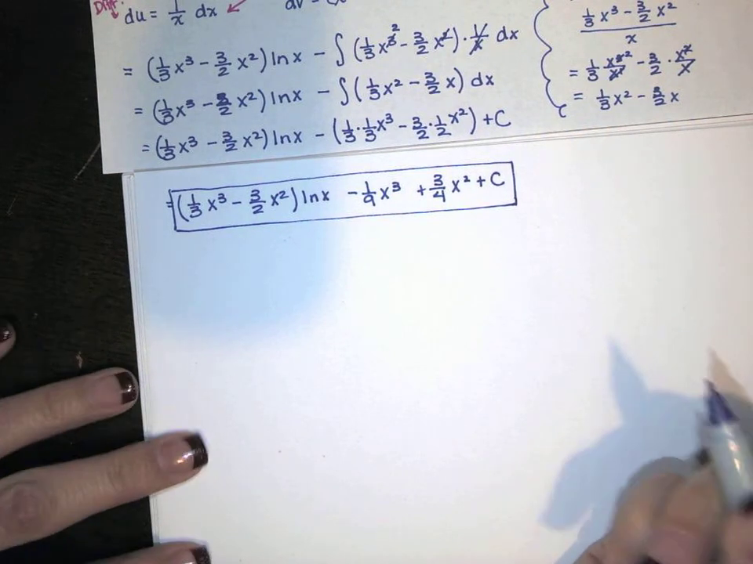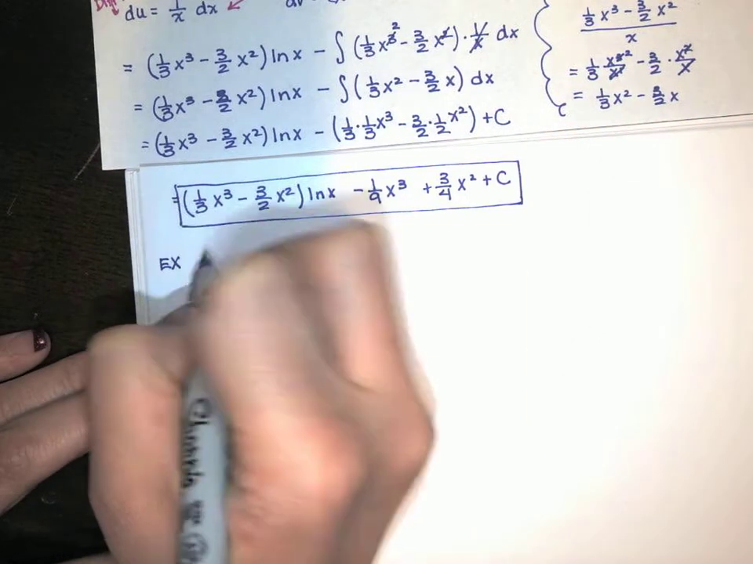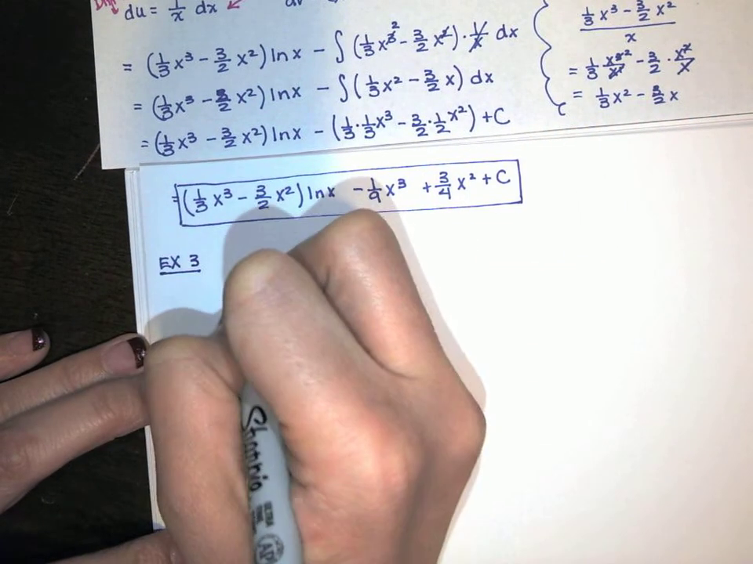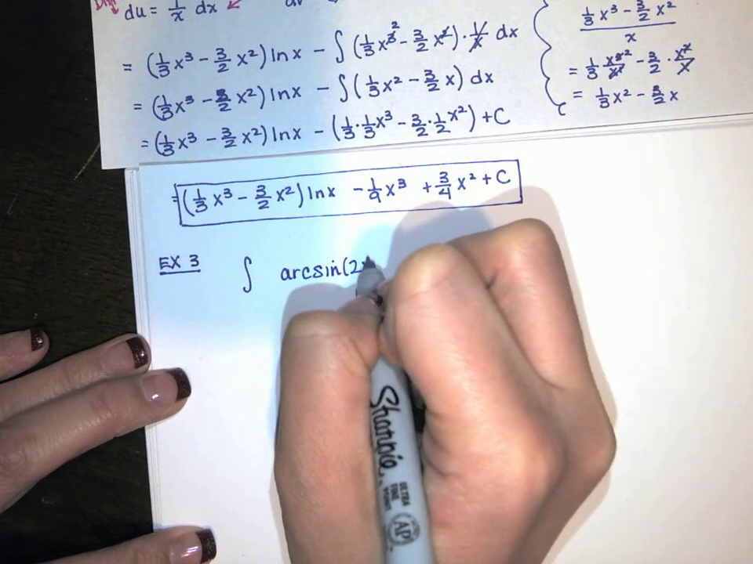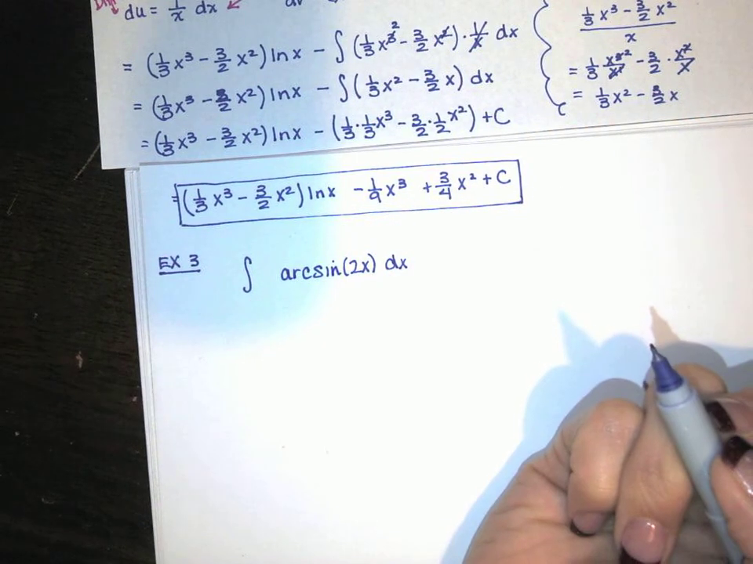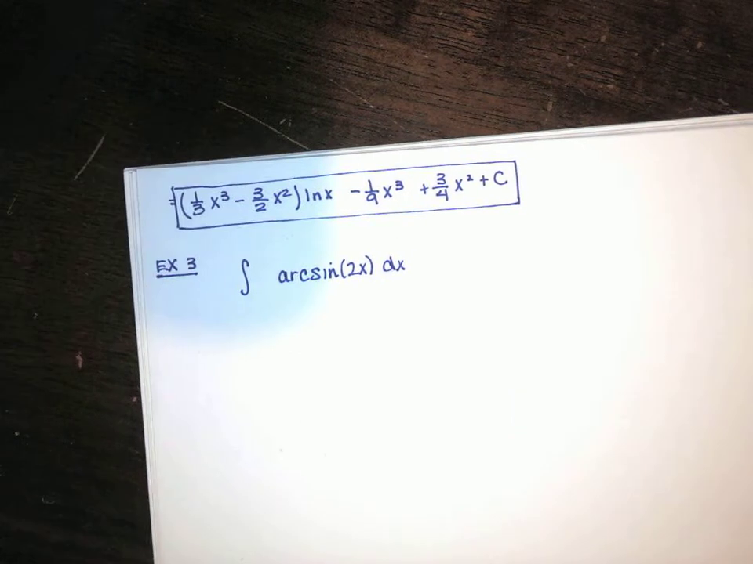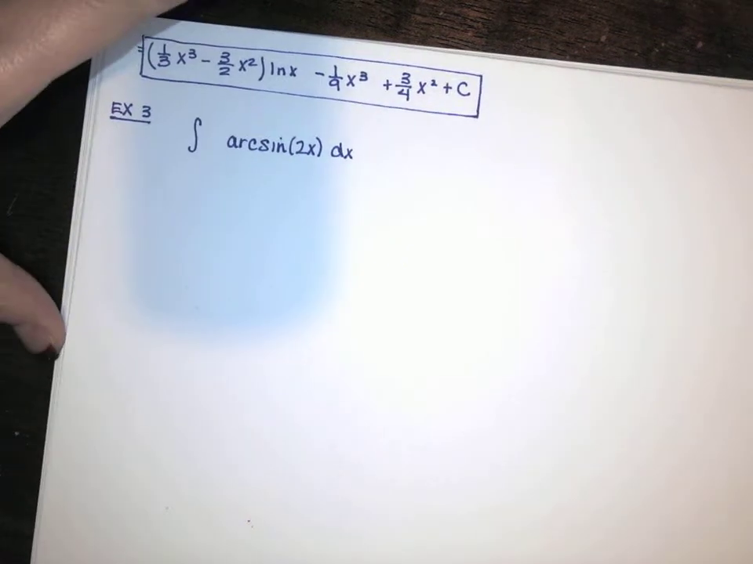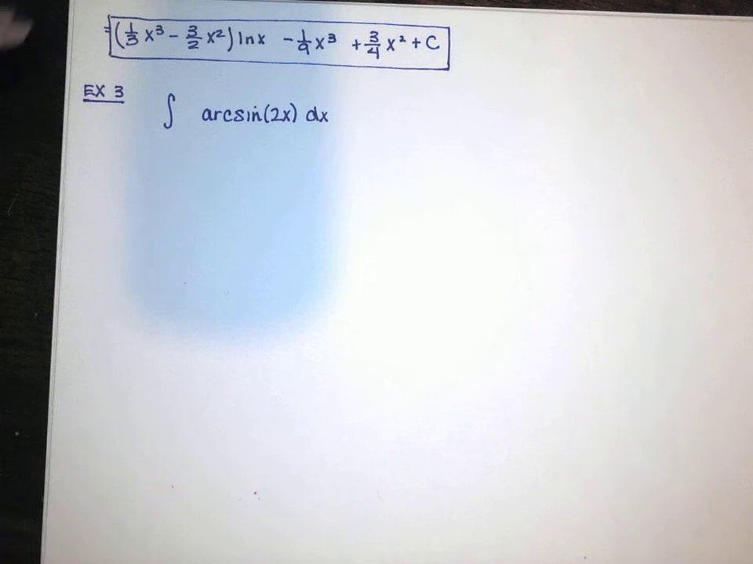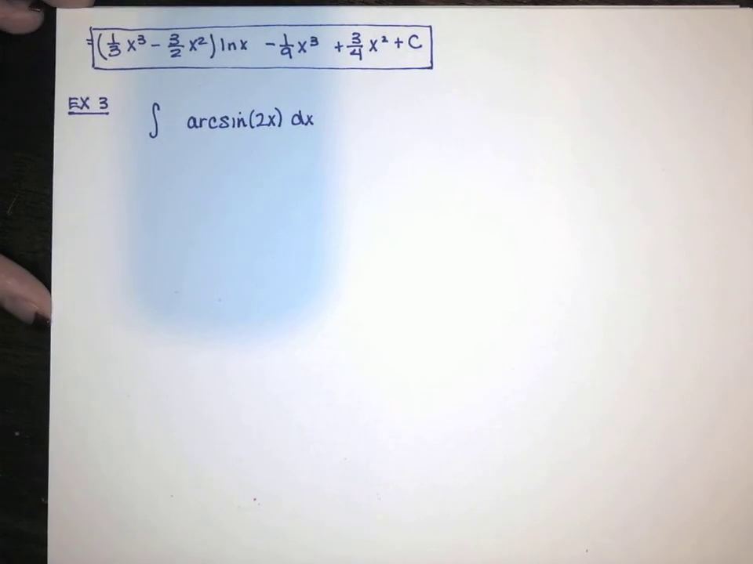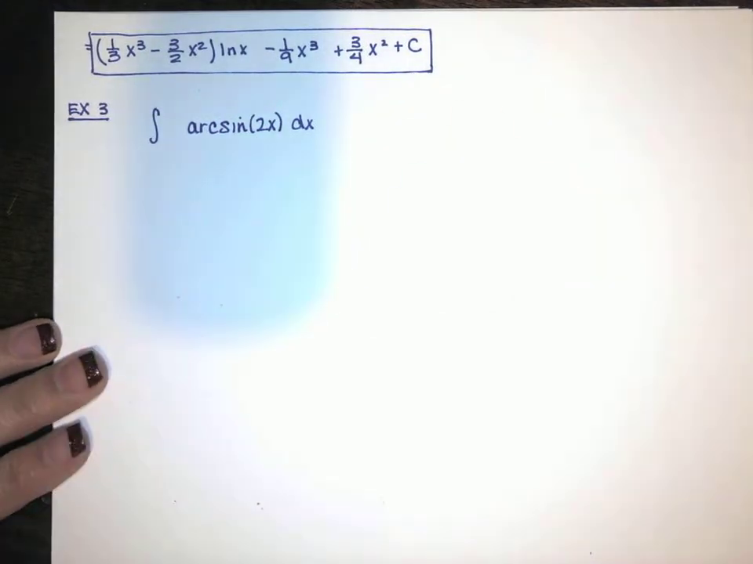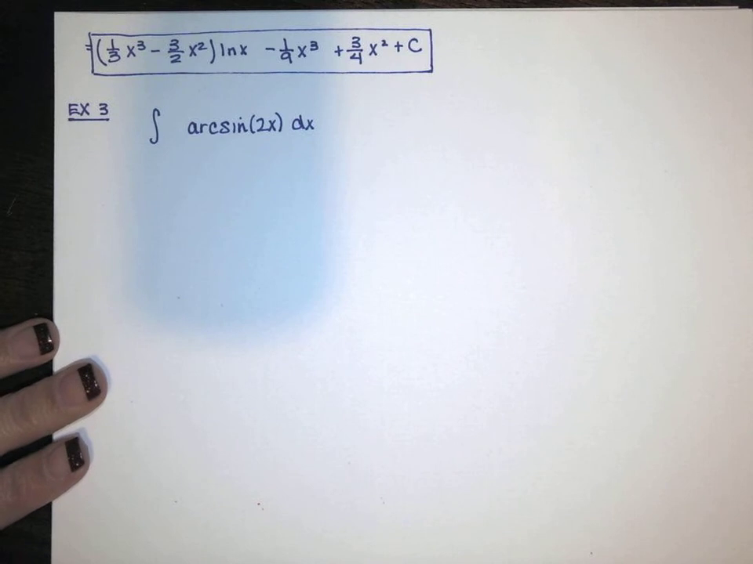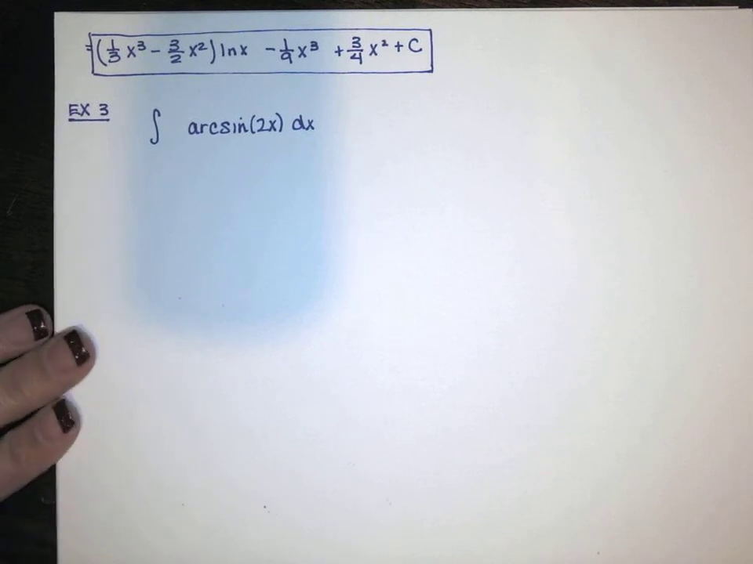Okay, now let's do one with an inverse trig function. Let's say arc sine of 2x. Now remember, I don't have a rule for arc sine. I don't have an antiderivative rule for arc sine. So basic rules don't work. U substitution, you could do a U sub first and then do integration by parts, but to simplify things, let's go straight to integration by parts.